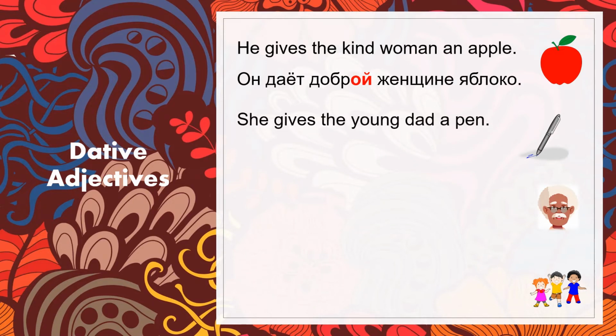She gives the young dad a pen. To whom? To the young dad. So it's going to be Она дает молодому папе ручку.